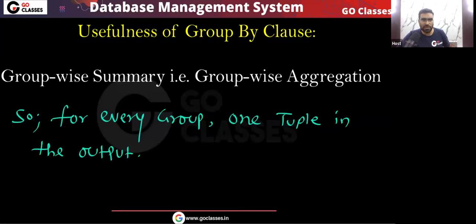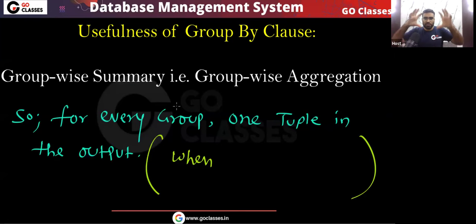This will happen when you have no having clause. Don't worry, we will study the having clause. What will the having clause do? The having clause will remove some groups. First, we will create groups, then the having clause will remove some groups. But remember, for the remaining groups, there is one tuple for each remaining group.